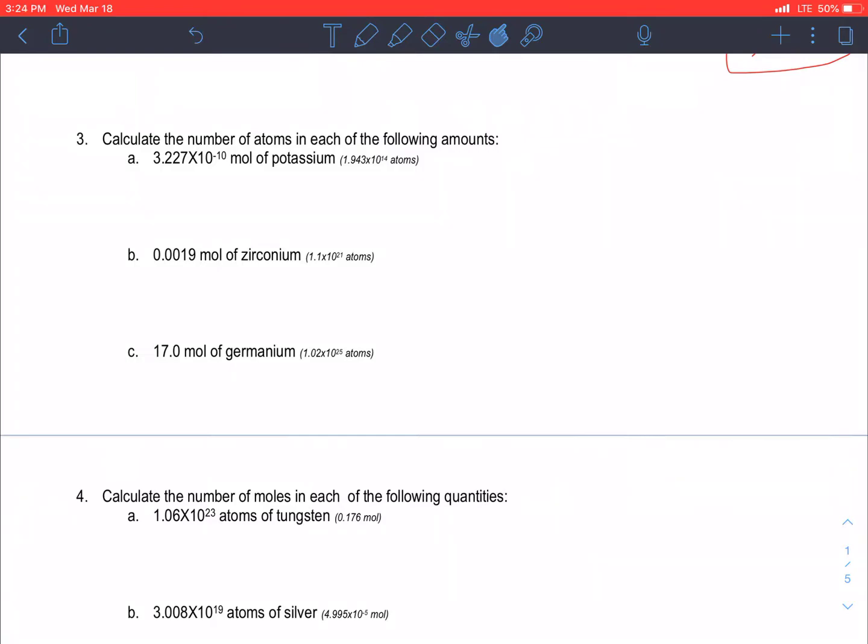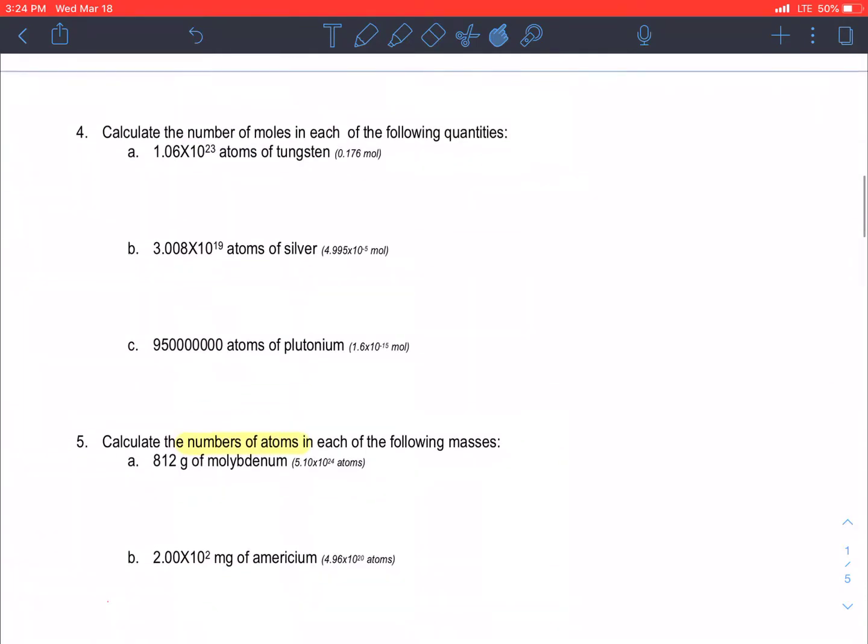Here you're going from moles to atoms. You're going to use 1 mole is equal to Avogadro's number. Number 4, we're going from atoms to moles. Same thing, you use the same conversion, but it's depending on how you line up your units.